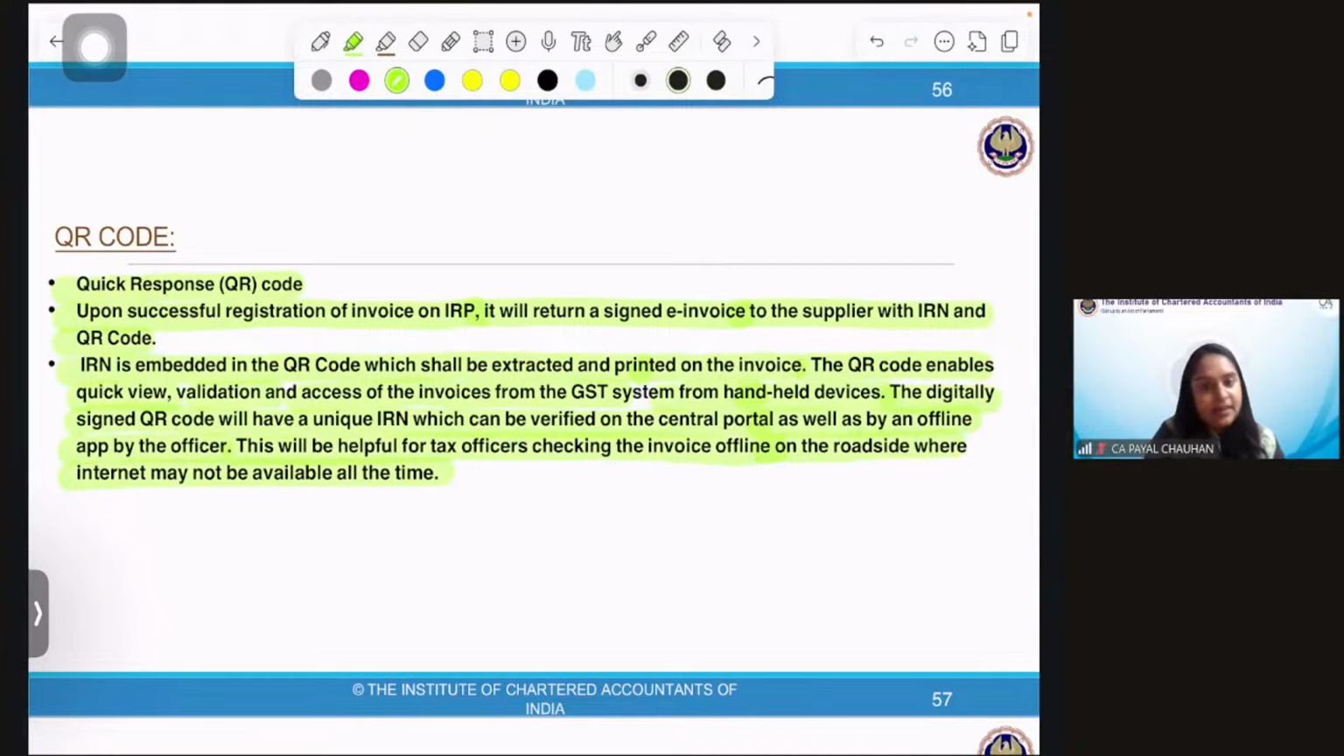Whenever we generate an e-invoice, we get three things. We get the IRN, we get a QR code, and a digital signature. The QR code has the IRN embedded in it. It helps the authority to check the authenticity of the transaction. Everyone understood?